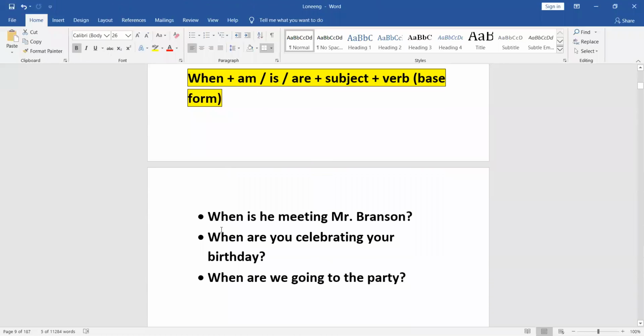Another question word is when. If you use the word when, it means you want to know the time, maybe the date or the time. So when refers to time, and the formula is when followed by am, is, or are.